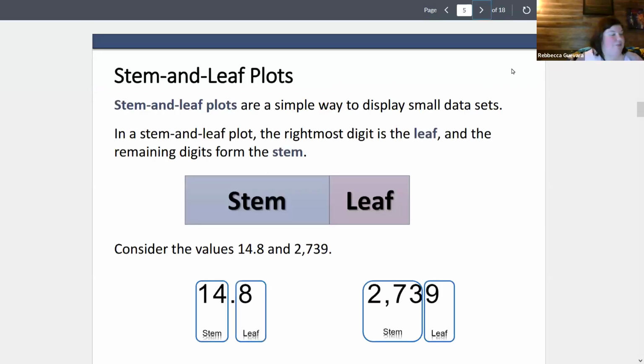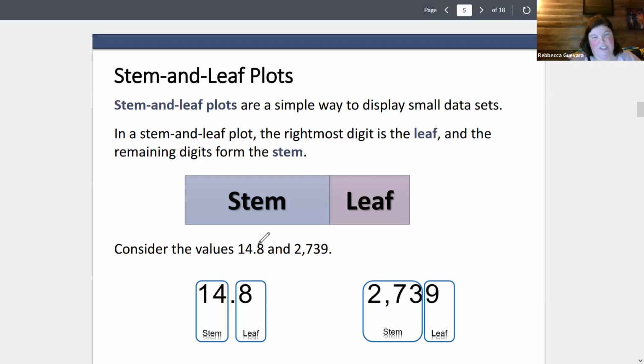So I'm going to start with the stem and leaf plot. It is going to feel very much like something you would have done in middle school. A stem and leaf plot is a simple way to display a small data set. In the stem and leaf plot, the rightmost digit or digits, however you have it set up, is going to be your leaf, and the remaining digits are your stem.